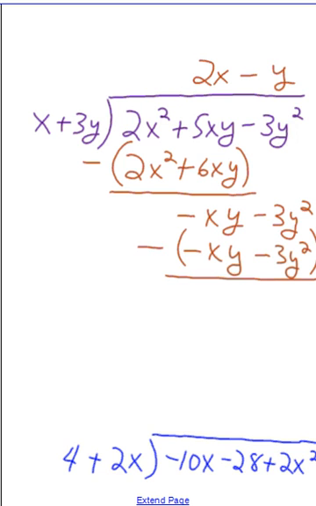Negative xy minus negative xy, that's 0, right? Yes, sir. Negative 3y squared minus negative 3y squared, that's also 0. So that one comes out evenly. Wait, how did you get that? It would be y times only 3. Yeah, and y times 3y is, remember, you count the negative one. So negative y times 3y is negative 3y squared.